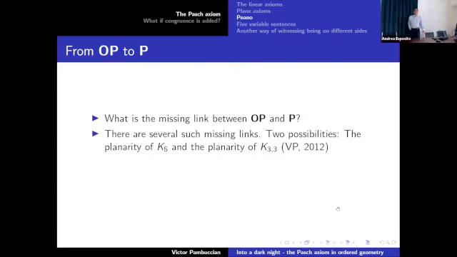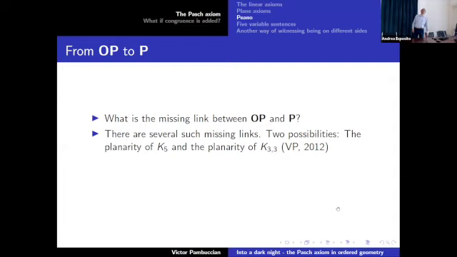There are several such, and I mentioned only two that I found rather interesting. The planarity of K5 and K33. So what are these? K5 is the complete graph on 5 points. So take 5 points and join each with each. Saying that it's not planar means that no matter how you put 5 points, two of the segments that you join between them must intersect.